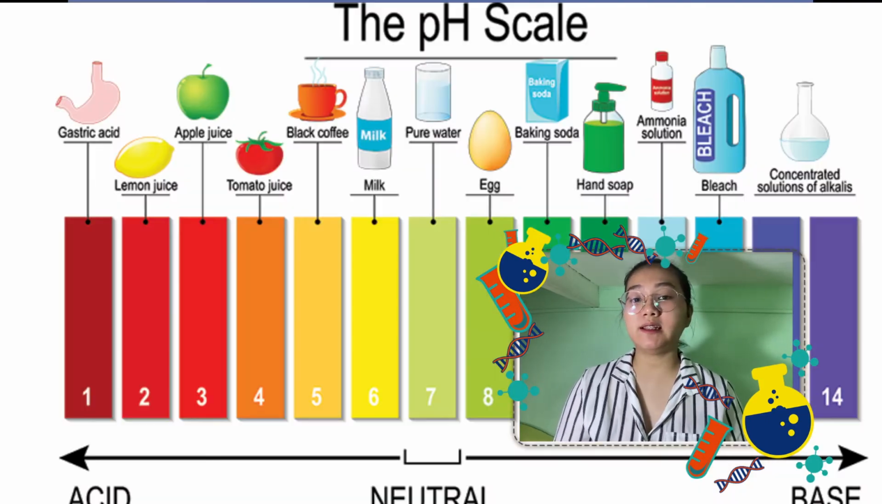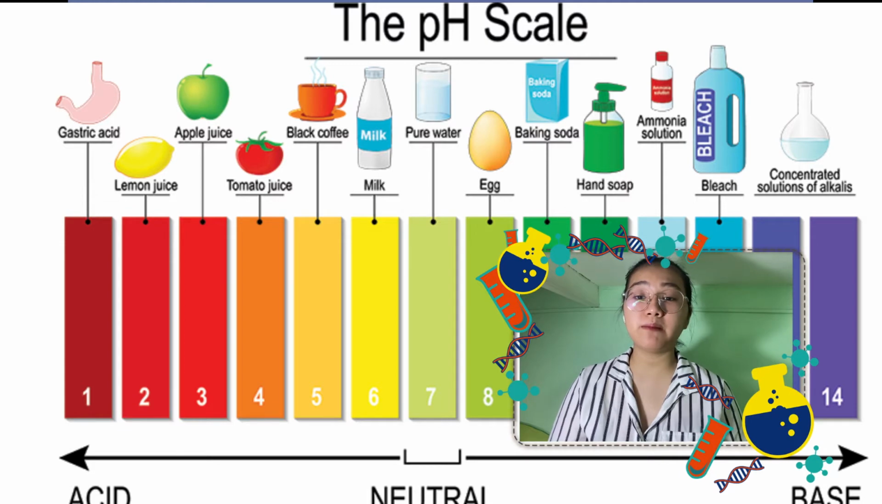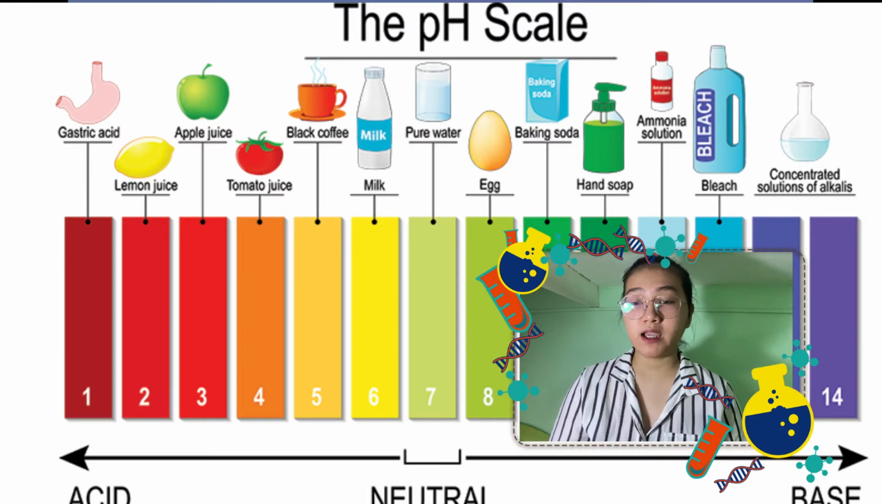The pH scale is a logarithmic scale that ranges from 1 to 14. If the pH is greater than 7, it means the pH is base. If the pH is less than 7, it means the pH is acid. And if it is exactly 7, then the pH is neutral, between acid and base.